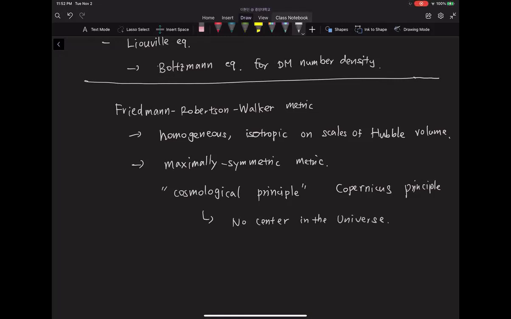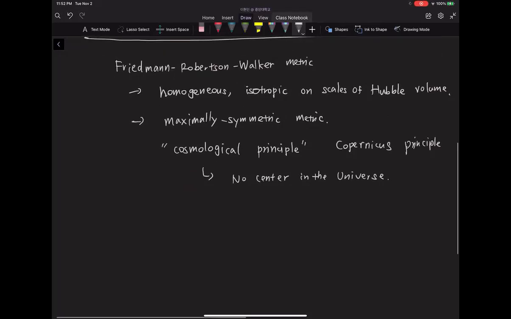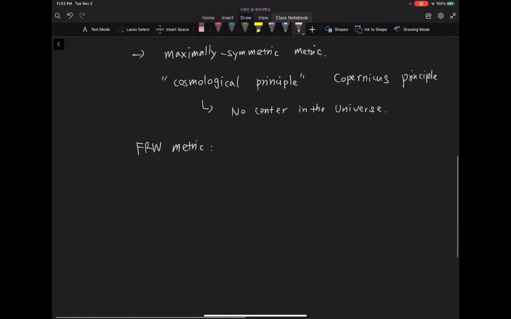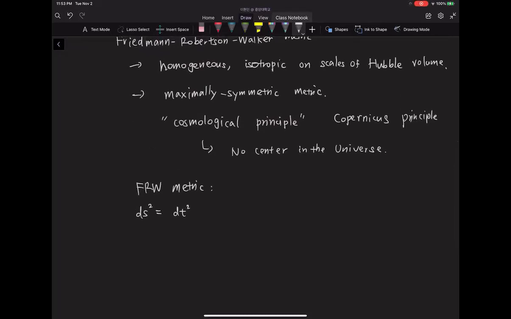Therefore, this cosmological principle tells us that the universe is homogeneous and isotropic. There is no preferred position in the universe. And this FRW metric measures the distance, the space-time interval, in this maximally symmetric space-time.